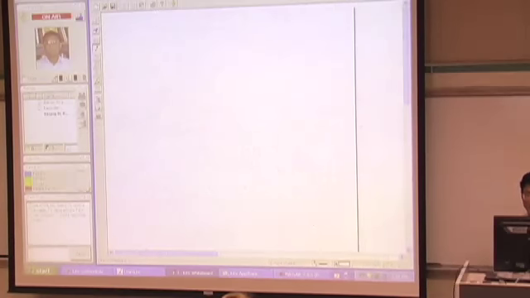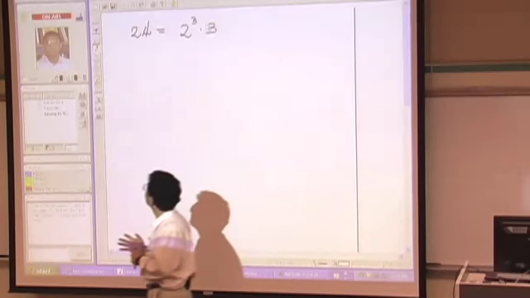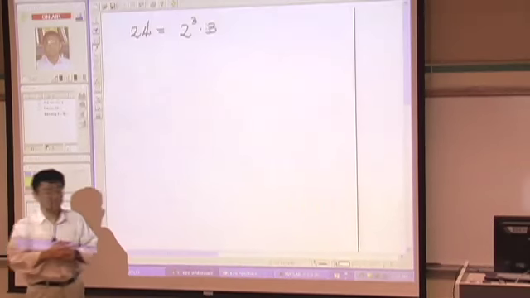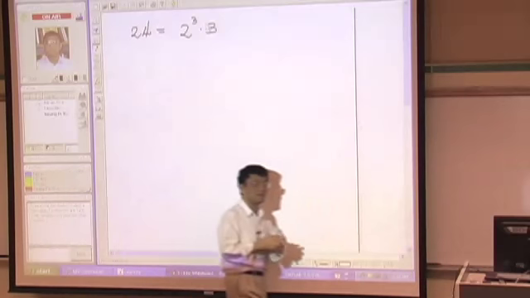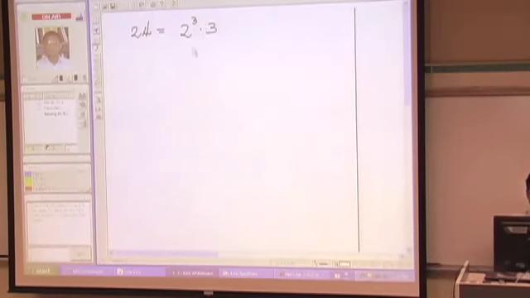By the fundamental theorem of arithmetic, we can write down this kind of thing. 24 is equal to 2 to the power of 3 multiplied by 3, right? 8 times 3 is 24. So we can write it this way. Then, in this sense, the divisors are a combination of these powers.